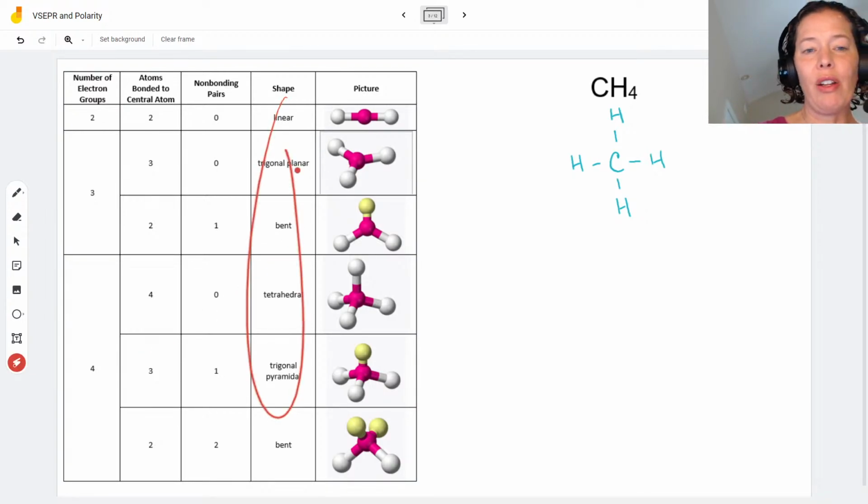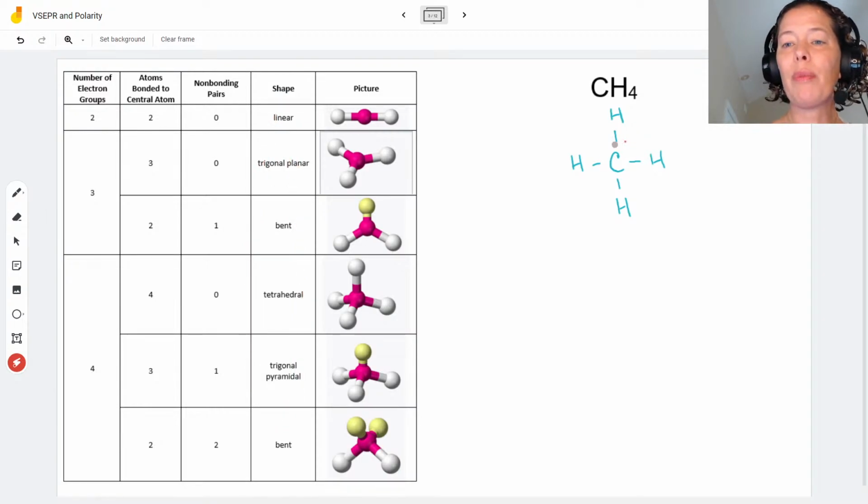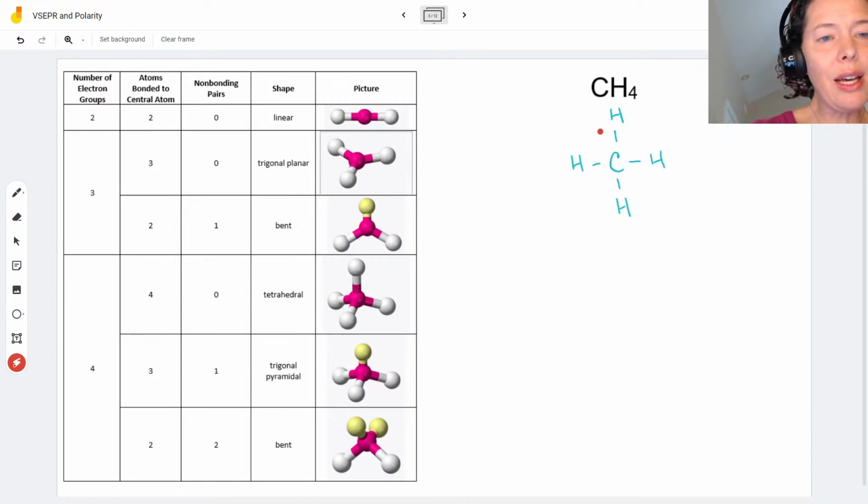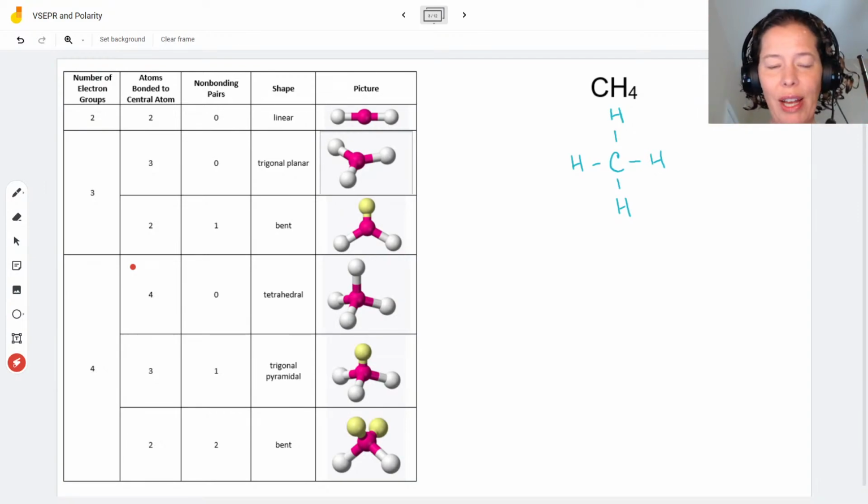Okay, so again, we've got all of our shapes here. Carbon, of course, is our central atom. I have 1, 2, 3, 4 atoms bonded to carbon, and there are no non-bonding pairs or lone pairs on carbon. So what I can see is this is not going to be linear because this only has 2 atoms bonded to the central atom. Okay, so this is 3, 2. So what I'm looking for is this 4 here. So you can kind of work your way down the list, or sometimes you can just find it right away.